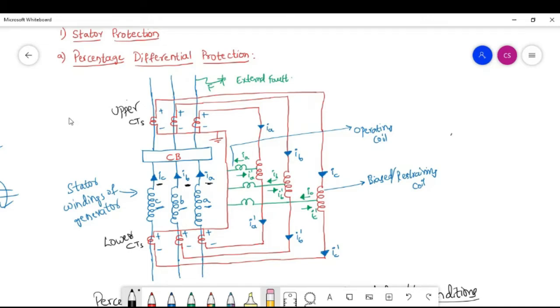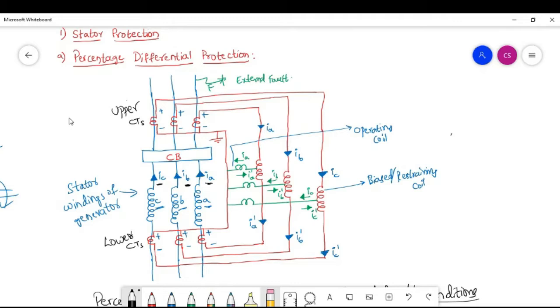In order to measure the current, we are placing CTs, lower CTs and upper CTs, and these are connected in a star manner. If you see, this type of connection is a star connection because it is connected to a neutral or ground. Neutral will be available only in case of star connection, as we already know. So these 3 points have been connected to these 3 points of the lower CTs, and the phase C is connected to the respective phase C of this lower CT.